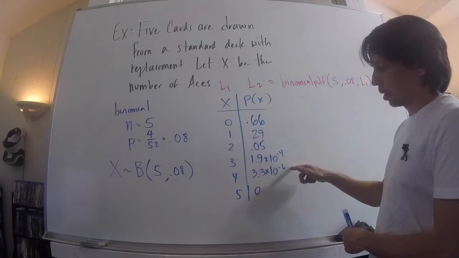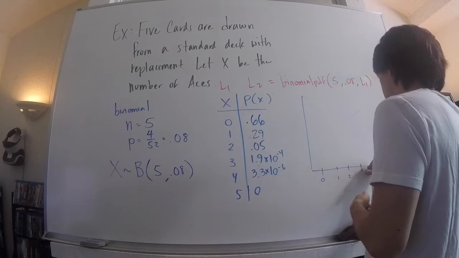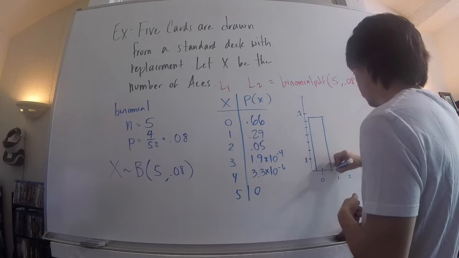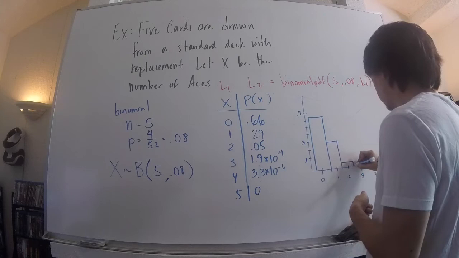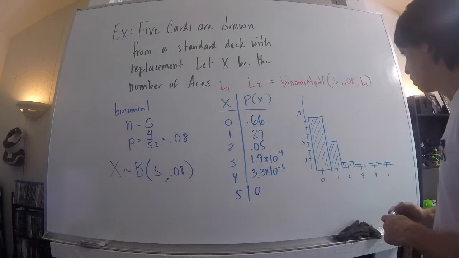Okay, and then if I draw this histogram, it's going to be way up there for that. Then 2, 3. Oh, this is 5, and it's already getting so small that I'm going to have to exaggerate how flat the bars are. Okay. That's my histogram. Right skewed, obviously. High probability of getting zeros or ones, aces.